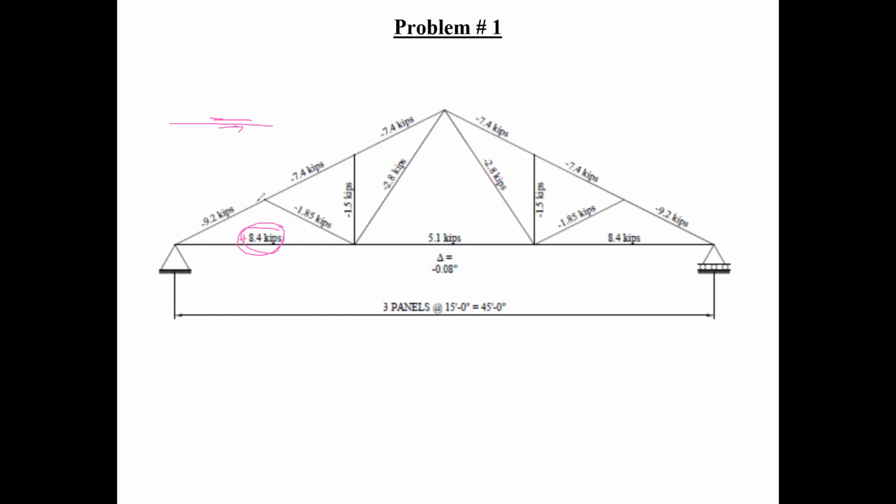And when it's in compression, in other words, the fibers are being pushed together, what the program does to tell you that it's a compression member is that it puts a negative sign. And on the average, if you have a truss that is supported at the ends like this, all the members of the bottom chord will always be in tension. All the members on the top chord will always be in compression.